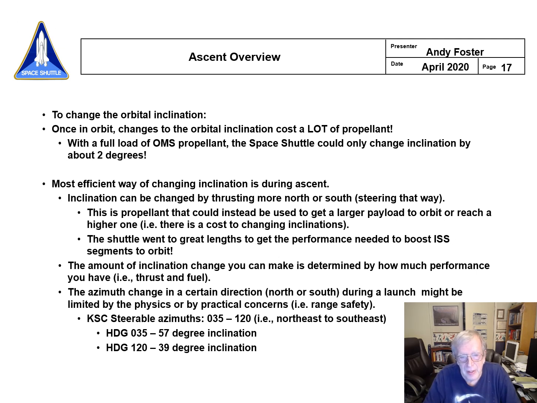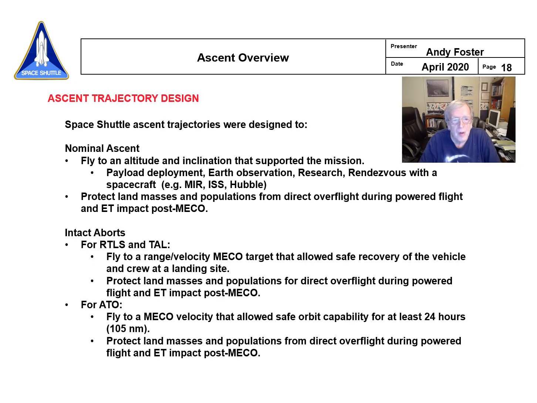Range safety can play into the inclinations that you can steer out of a particular launch site, as well as just the actual physics of it. Believe it or not, trajectories that we flew had a lot of work going into them to design them. For a nominal ascent, you're designing the trajectory to fly to an altitude and inclination to support whatever mission you had, depending on whether it's payload, Earth observation, research, rendezvous, and so forth.